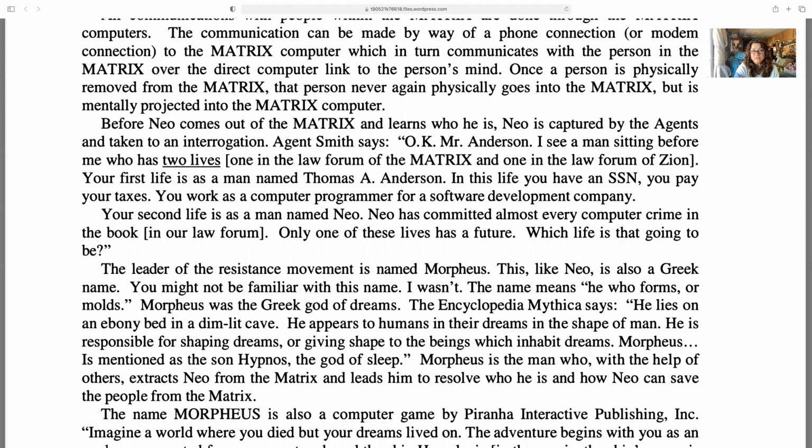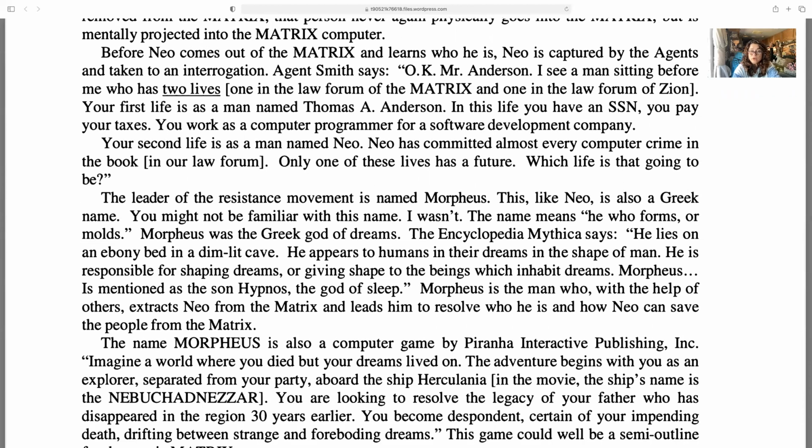Before Neo comes out of the matrix and learns who he is, Neo is captured by the agents and taken to an interrogation. Agent Smith says, "Okay, Mr. Anderson, I see a man sitting before me who has two lives, one in the law form of the matrix and one in the law form of Zion. Your first life is as a man named Thomas A. Anderson. In this life, you have a social security number. You pay your taxes. You work as a computer programmer for a software development company. Your second life is as a man named Neo. Neo has committed almost every computer crime in the book in our law form. Only one of these lives has a future. Which life is that going to be?"